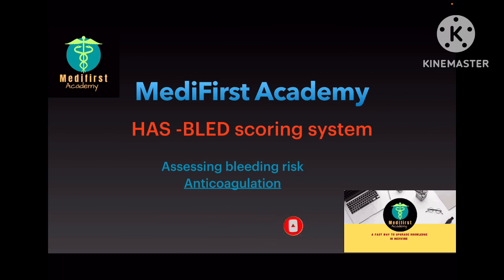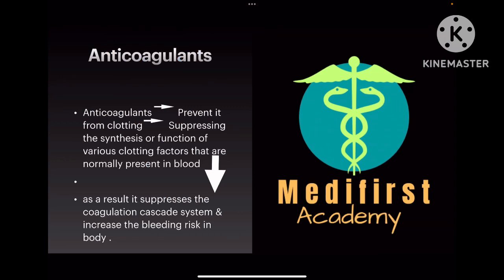Let's move into the topic, the HAS-BLED scoring system. This scoring system is used to determine and assess the bleeding risk in your patient. Sometimes for medical conditions, you have to think about starting an anticoagulant or antiplatelet for such a patient. As an example, suppose you have diagnosed a newly onset non-valvular AF patient after your acute management is over.